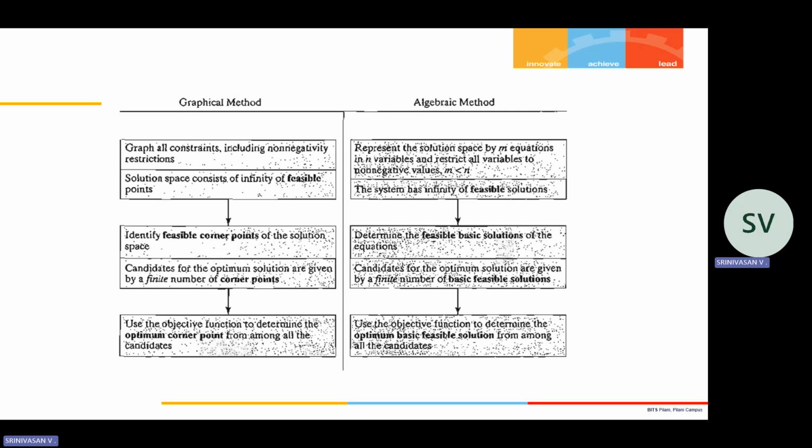Candidates means points for the optimum solution, or the variables for the optimum solution, are given by a finite number of basic feasible solutions. Their corner points here are the feasible solutions, BFS, basic feasible solutions. Use the objective function the same way as used in the graphical method to determine the optimum basic feasible solution from among all the candidates. Here, by doing iterative methods in tabular forms, the objective function maximum value or minimum value is directly available in your tables. That is the distinction of algebraic method over graphical method.